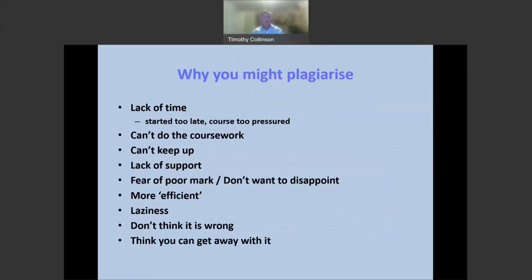There are, of course, though, reasons why you might plagiarize, and I completely understand these. They can be a temptation to us even in the workplace, so it's best to learn to avoid them now and to develop good habits. The first might be just lack of time. You started too late, course is too pressured, and this is a bit of a shortcut. Maybe you can't do the coursework and you think, this is kind of a placeholder until I can catch up. And of course, maybe you're just not keeping up, might be another possibility.